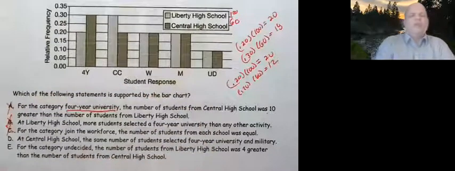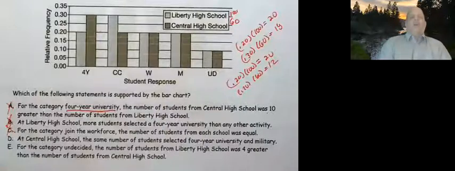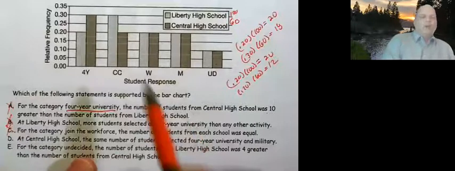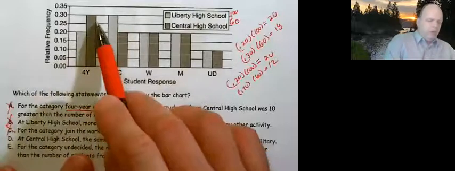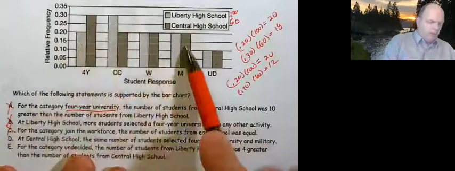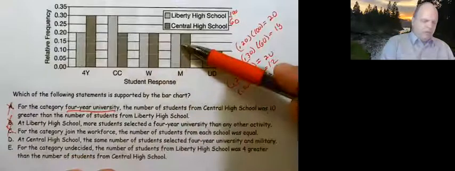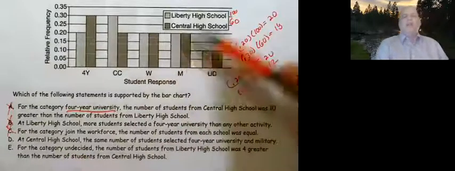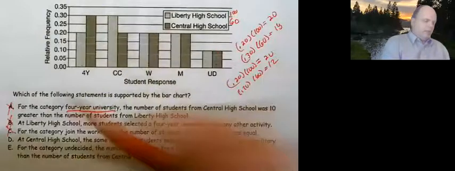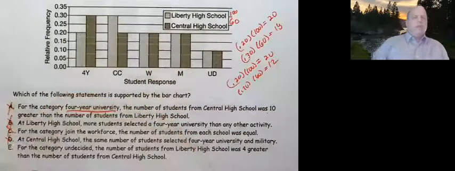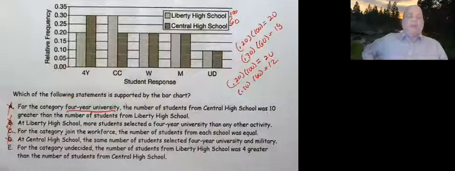At Central High School, the same number of students selected four-year university and military. All right, so let's look at Central High School. Central High School had 30% in four-year, and they had 20% in military. So that one we don't have to worry about because the percentages don't match, and we're looking at the same school. So that's easy. And then finally, we get to the last one, and hopefully this is it. Otherwise, I made some sort of error.